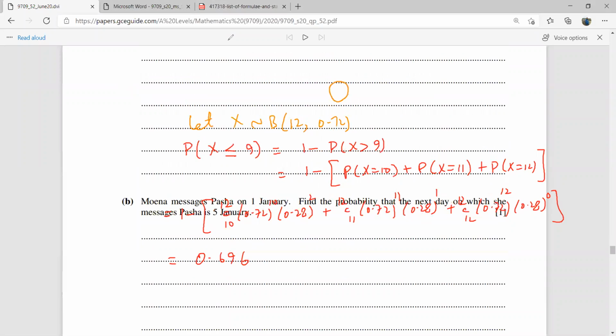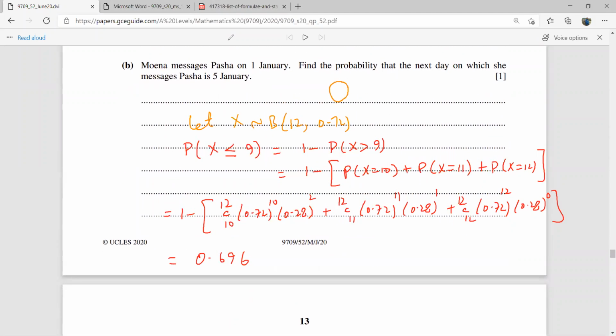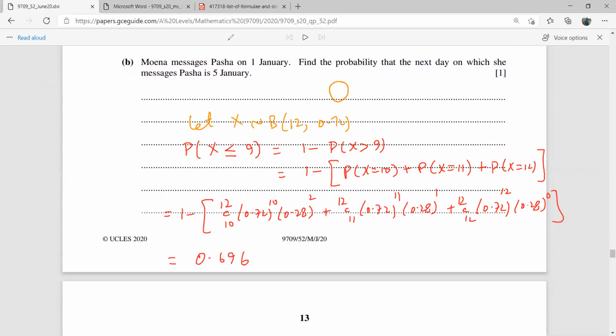Next it says Moina messages Pasha on 1 January. Find the probability that the next day on which she messages Pasha is 5 January. It is confusing us by telling us that she messaged on 1 January and next she is going to message on 5th January. So that means she did not message on 2nd, 3rd and 4th and she messaged on the 5th.